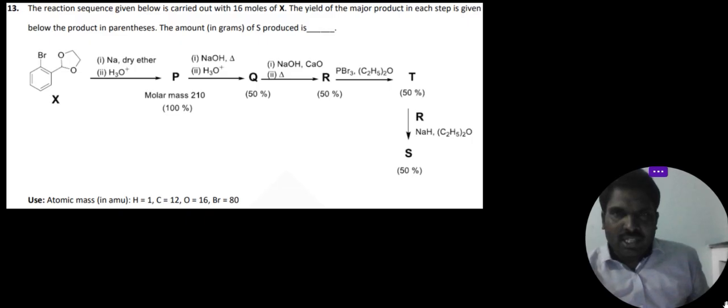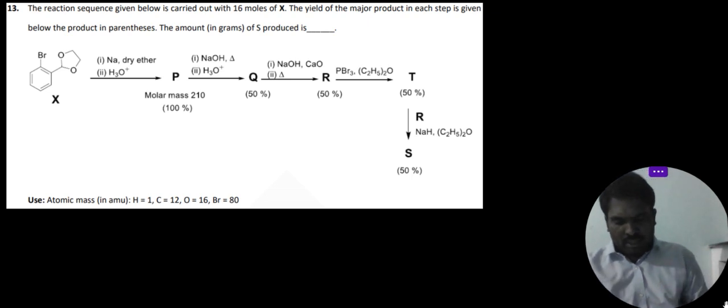The reaction sequence given below is carried out with 16 moles of X. The yield of major product in each step is given below. The product in parentheses. The amount in grams of S produced is.